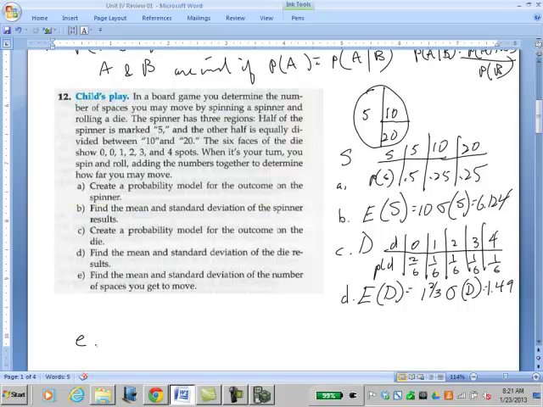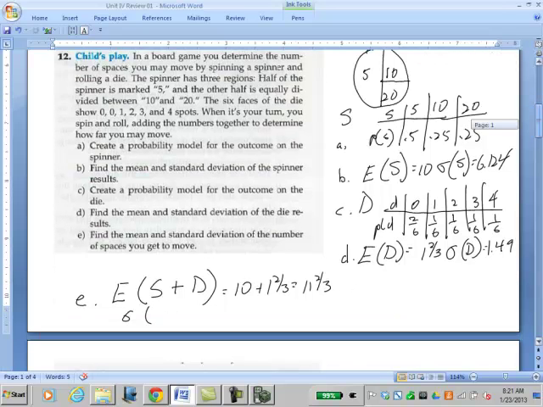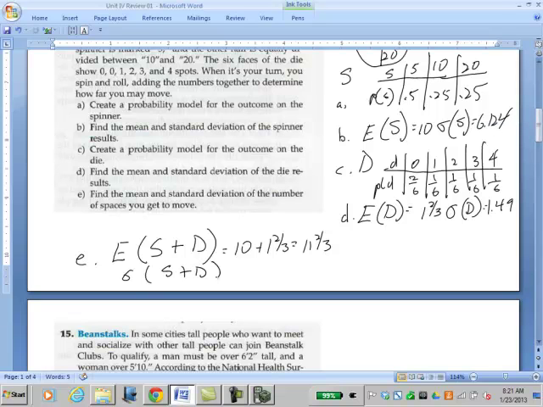So E, what's the expected value? On average, how many spaces do you expect to move? Well, it's going to be S plus D, capital S plus capital D, which equals 10 plus 1 2/3, which is 11 2/3. And then sigma for S plus D is going to equal the square root of 1.49 squared plus 6.124 squared, which is, I don't know what it is. 6.3.